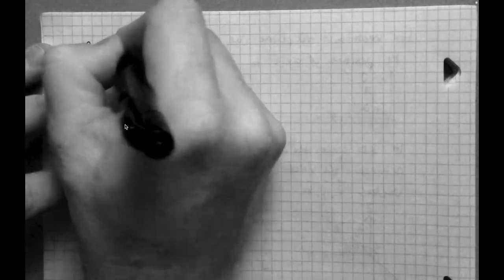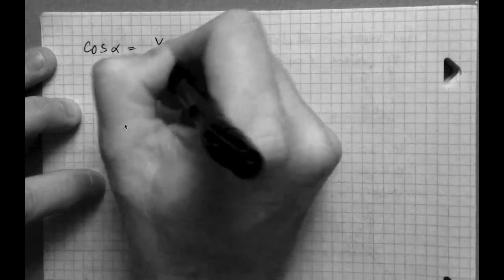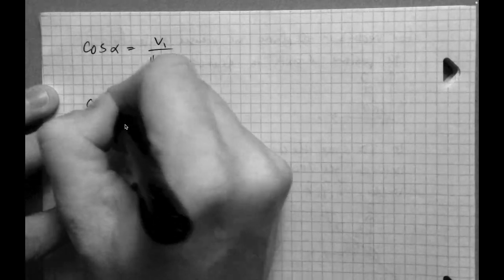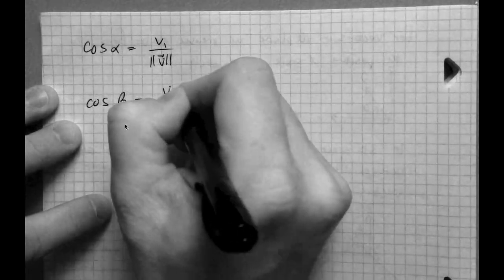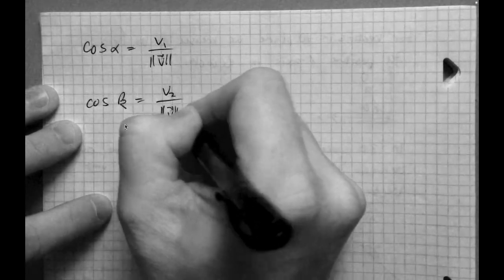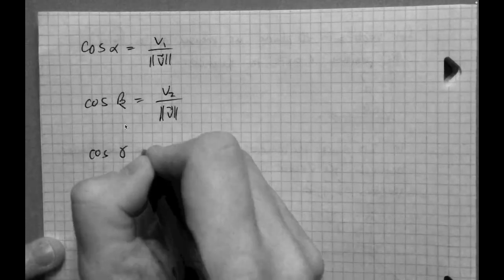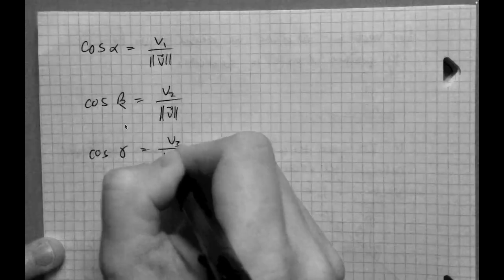So we can do it with the other direction cosines as well, and so we have cosine of alpha is equal to v1 over the norm of v. We also have that the cosine of beta will be v2 over the norm of v, and also that cosine of gamma will be v3 over the norm of v.